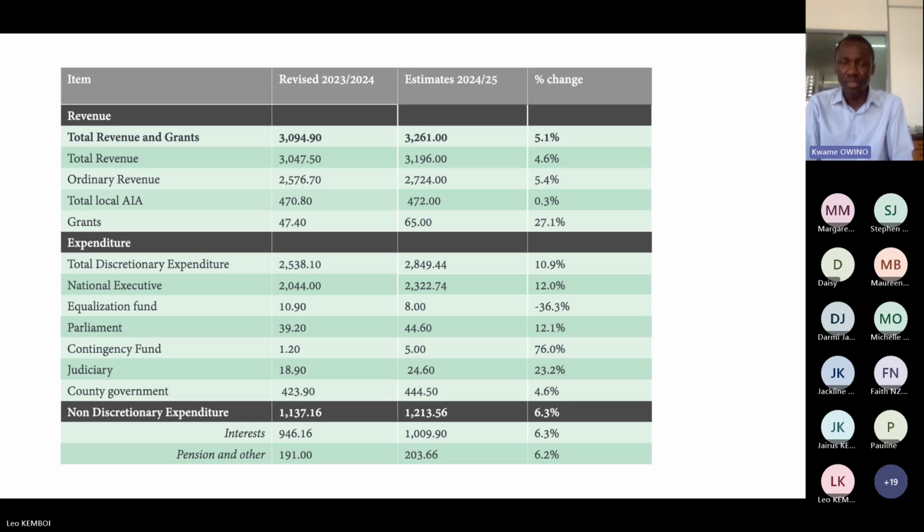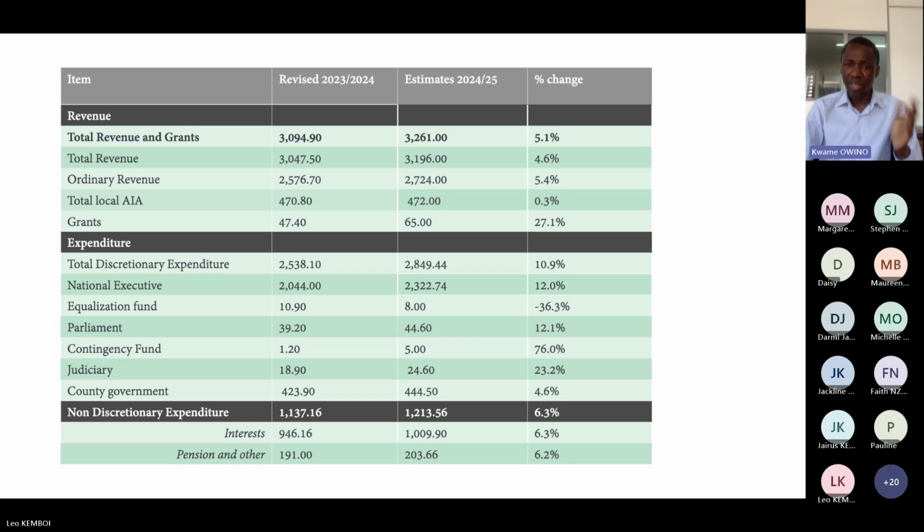So total discretionary expenditure is 2.8. It's gone up by 10.9. Remember, total government revenues have grown by 5.1, but total discretionary expenditure has grown by 10.9. So you're seeing that expenditures are chasing revenues, of which the national executive itself would be spending 2.3 trillion, a 12% rise. So again, see this as the national executive executing functions related to the provision of those constitutional public goods going out there. The national executive's share of that growth has gone up by 12%.